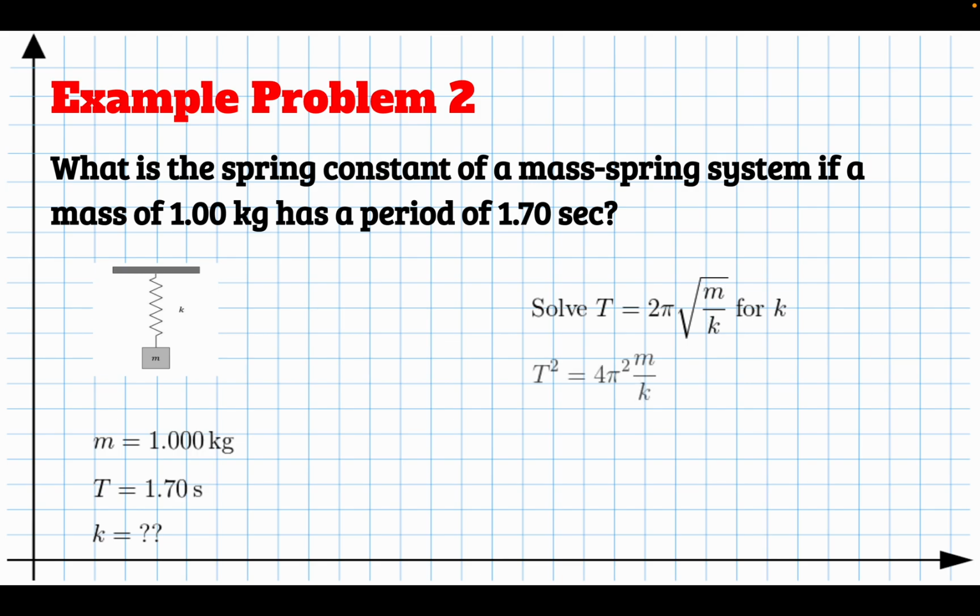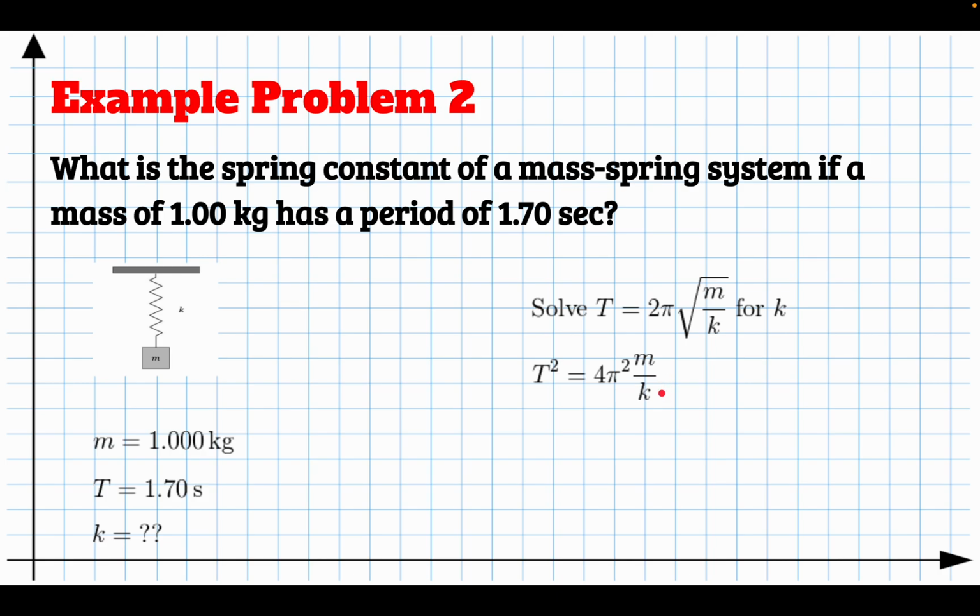to be able to get k by itself. The first thing I would do is square both sides. Square everything on both sides. So T becomes T squared. 4 pi squared is what you get when you square 2 pi. And then m over k is inside of a radical, so the radical goes away.